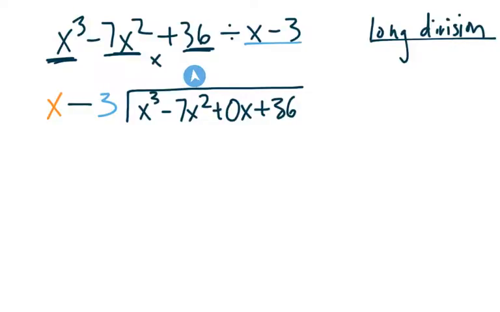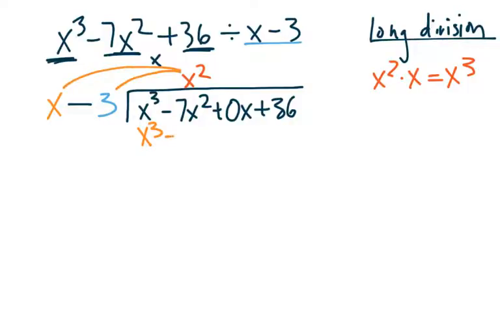Then what you do is you take a look at your leading number and your leading x, and you say, how can I make them the same? X cubed, how can an x become an x cubed? Well, we'd have to multiply by x squared. Then we go x squared times x, which is x cubed, which is what we wanted. So I write x cubed here, because I go x squared times x. Then I go x squared times negative 3, and I get a negative 3x squared. Then we're going to subtract that.